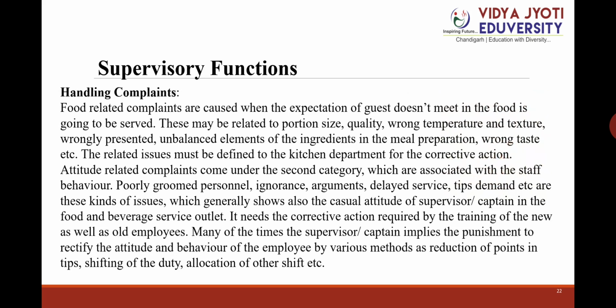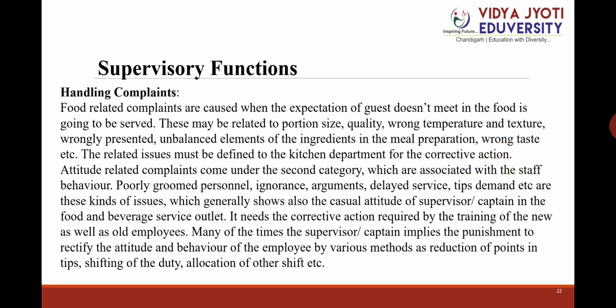Handling complaints. Food related complaints are caused when the expectations of the guest are not met in the food which is going to be served or which has been served. So these may be related to the portion size, quality, wrong temperature and texture, wrong presentation, unbalanced elements of the ingredients in the meal preparation, wrong taste, etc. So the related issues must be communicated to the kitchen department for corrective action.